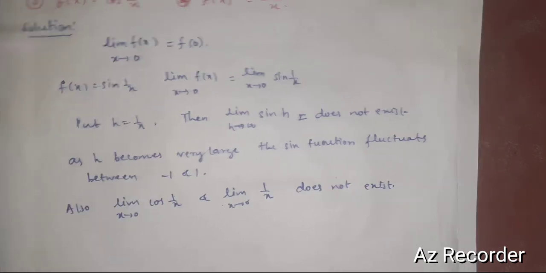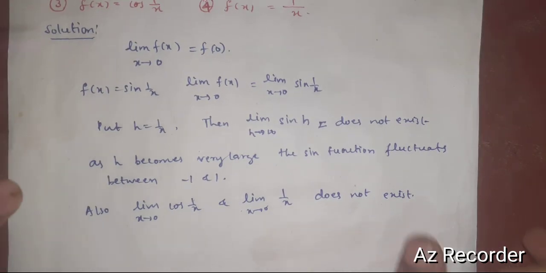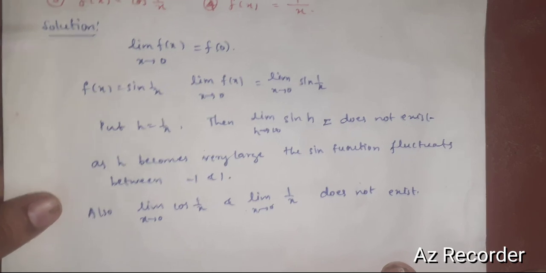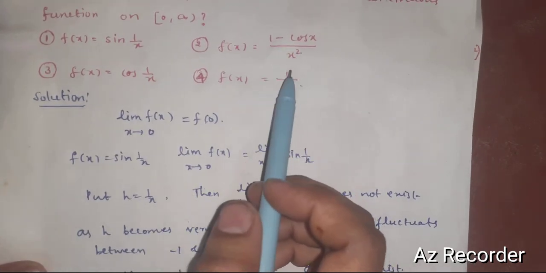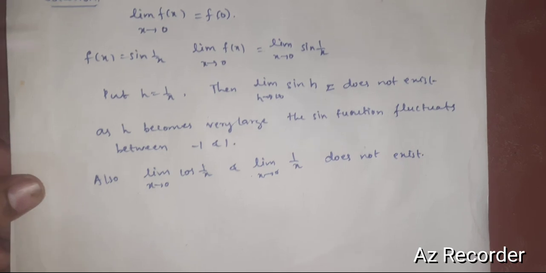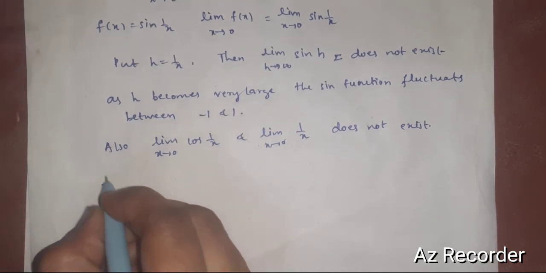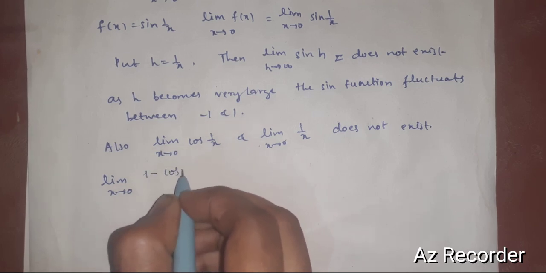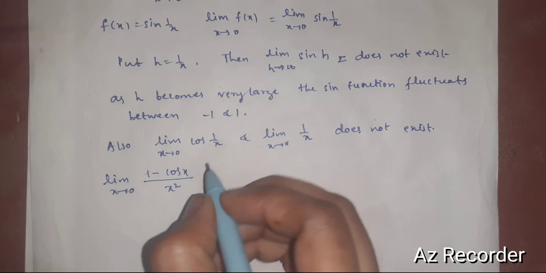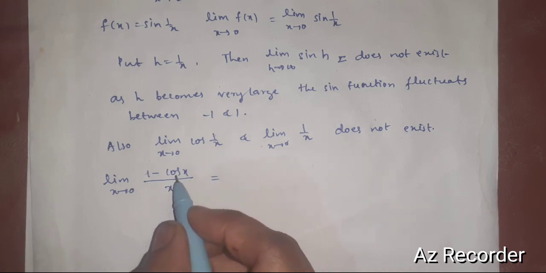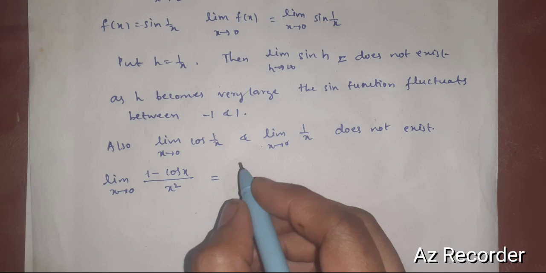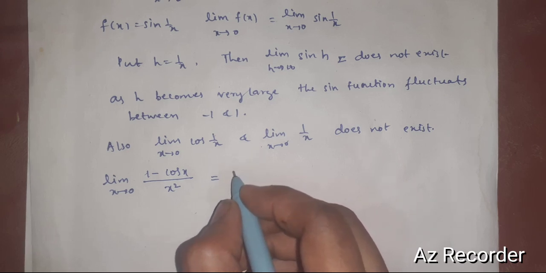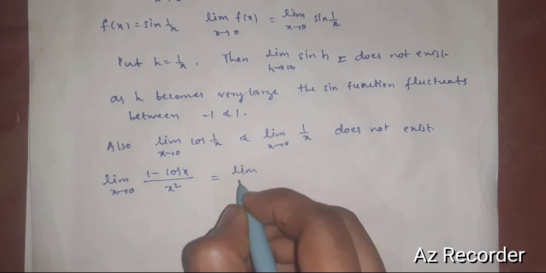Now let us go to option number 2. Option number 2 is 1 minus cos x by x square. So we will check whether this limit exists. The limit as x tends to 0 of 1 minus cos x by x square. If you put the value of x directly, cos 0 is 1, so 1 minus 1 is 0, and you get a 0 by 0 form. So for that we will apply L'Hopital's rule.